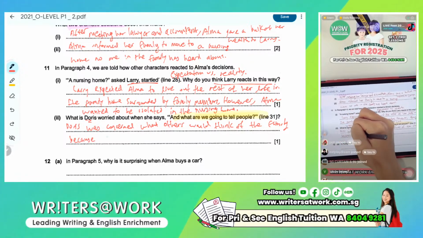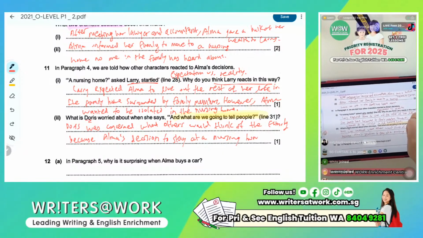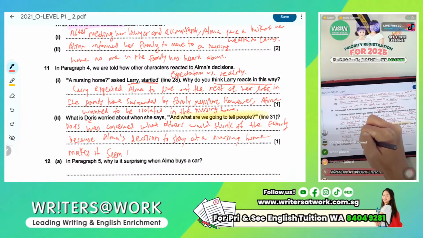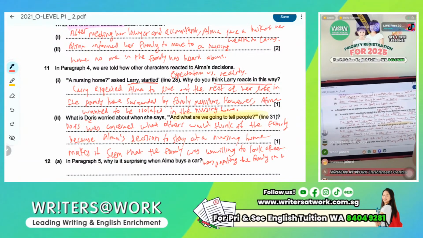because Alma's decision to stay at the nursing home makes it seem that the family was unwilling to look after her. Hinting the family in bad light. Okay.